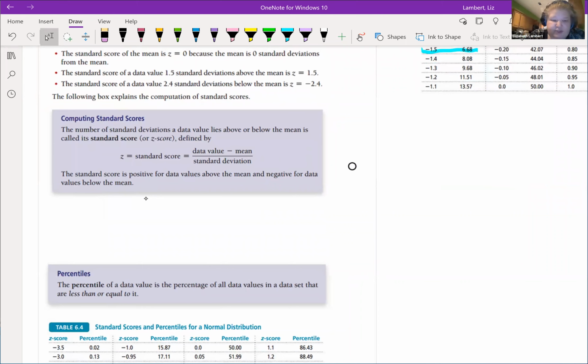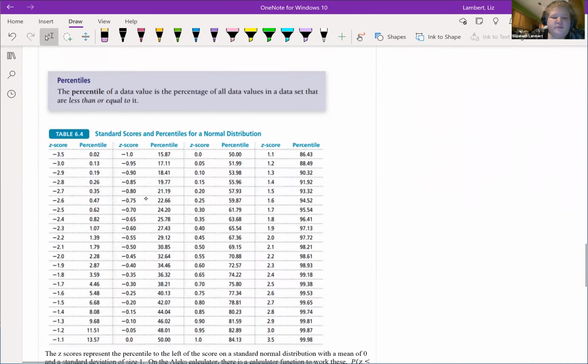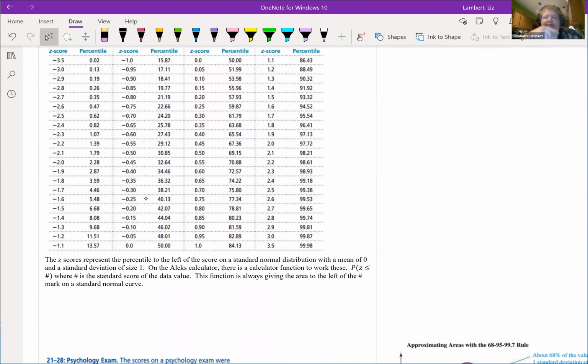And then just a definition of percentiles down here. The percentile of a data value is the percentage of all data values in a data set that are less than or equal to it. Same with z-scores, a little more below.